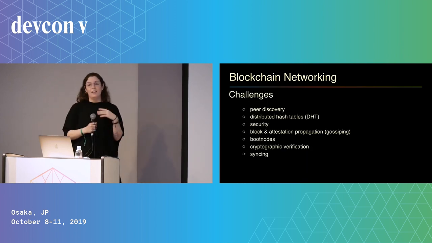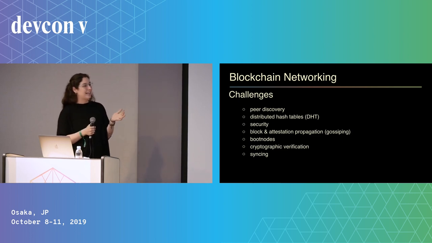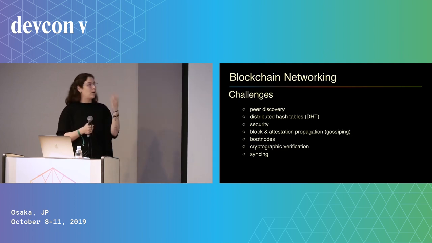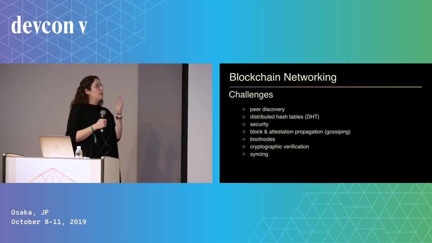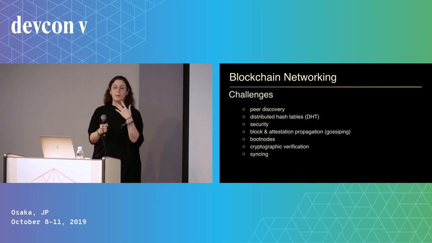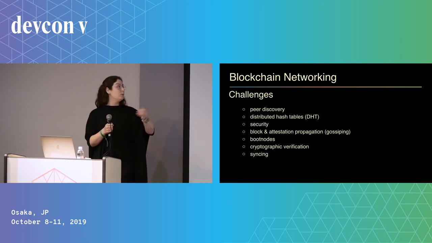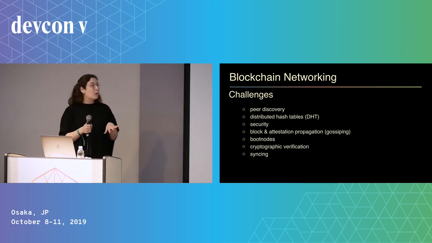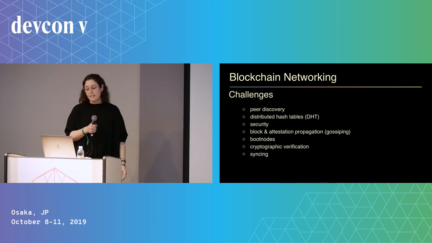Cool. So there are a lot of challenges in distributed networking. I don't know how aware you are of them, but we've listed very few of them. We're actively at Whiteblock looking at these challenges along with ETH2 client teams, ETH2 research teams, and other teams in the space. So there's the issue of peer discovery. How do you as a node find other nodes that you want to talk to in a large network? The issue of distributed hash tables, so DHTs.